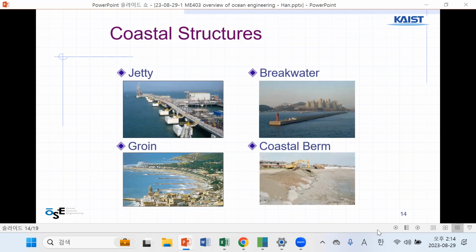Okay, one more slide, then I'll stop. Coastal structures. Jetties are where a ship can touch the structure. Big ships have problems trying to touch the port. There are many problems. One is the depth of the water, because the ship is big. How big is it?